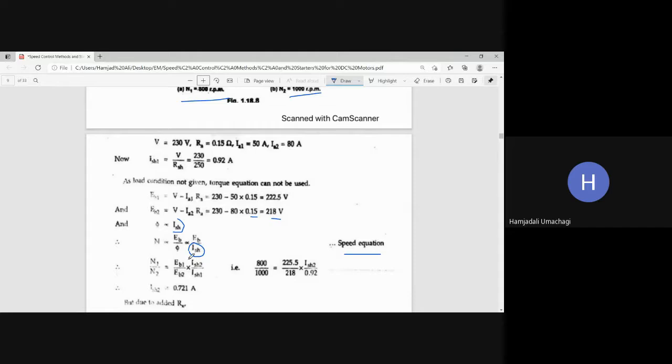N1 is equal to EB1 by ISH1, divided by the second speed, N2 is equal to EB2 divided by ISH2. N1 is 800, N2 is 1000, EB1 is 225.5 and EB2 is 218. ISH2 is to be calculated. ISH1 is 0.92. Then from this, if you solve it, you will get the second field current value on adding resistance Rx in series with the field winding. So ISH2 value is 0.721.